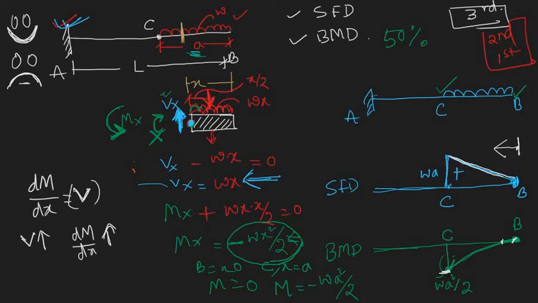So what about from C to A? Here the loading pattern is completely different. Here it was UDL, but here there is no load. So we will consider a separate section for this particular portion, that means from point C to point A. Before that, let me clean this.